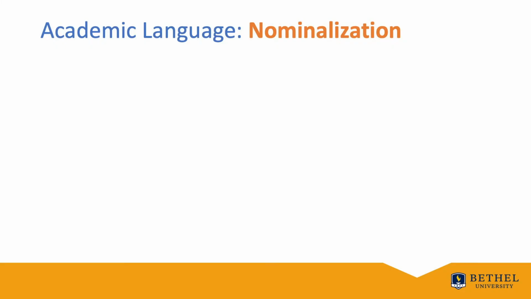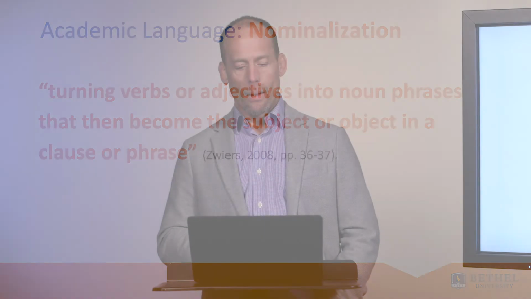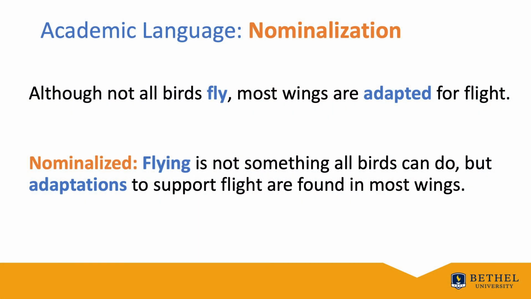Nominalization was defined by Zwiers in 2008 as that which turns verbs or adjectives into noun phrases that then become the subject or the object in a clause or phrase. Let's clarify that. Here's an example of nominalization, where verbs and phrases are converted into nouns that are wide-ranging. To clarify an idea becomes clarification. To organize a lab becomes organization. And to classify a species becomes classification. In example 1, you can see fly and adapted have been nominalized to produce the sentence, flying is not something all birds can do, but adaptations to support flight are found in most wings.